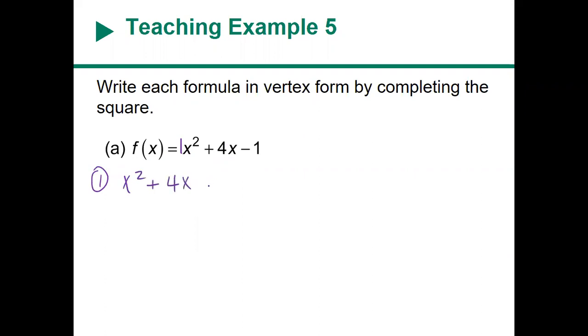If a isn't 1, we have to divide everything by whatever a is. Then we want to move our c variable to the other side. How do I move a negative c? You add it. So I'm going to add 1 to both sides. Boom. Okay, so now we're at step 2.